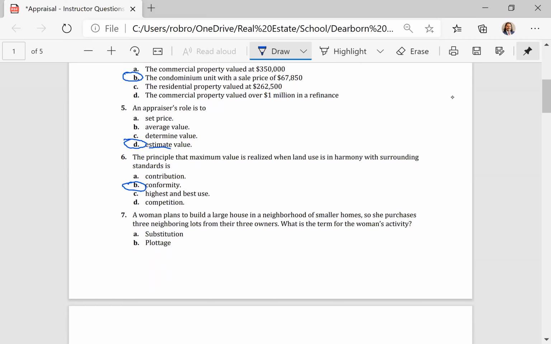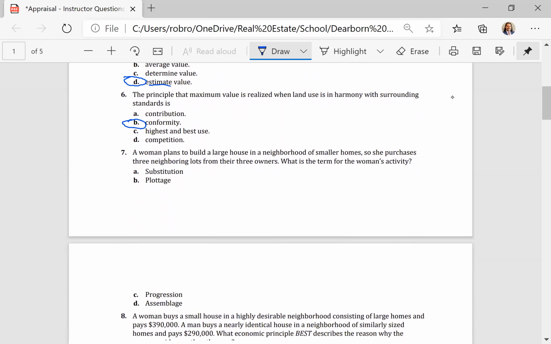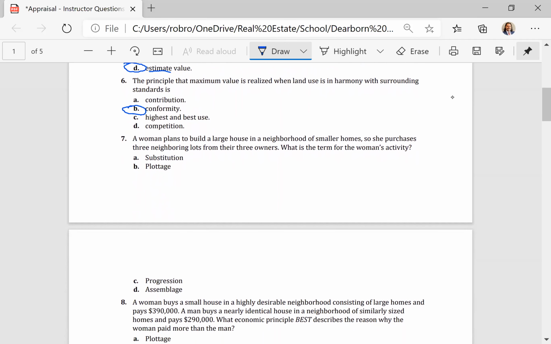Number seven, a woman plans to build a large house in a neighborhood of smaller homes. So she purchases 3 neighboring lots from their 3 owners. What is the term for the woman's activity? B, plottage. Well, that is technically D. So this is how they get you, right?